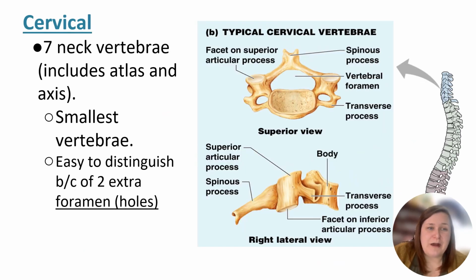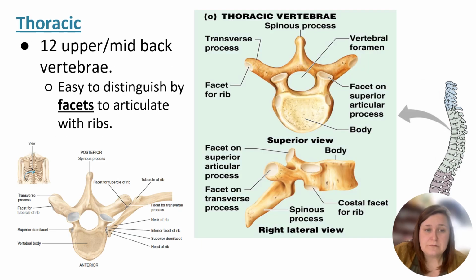So let's talk a little bit about our cervical vertebrae. We already said that we have 7 of them. This is going to include the atlas and the axis. These are going to be our smallest vertebrae. They are easy to distinguish because of the 2 extra foramen. Foramen is just a very fancy science word for holes. You can see these extra foramen on either side of them. So that is how we are able to distinguish those cervical vertebrae.